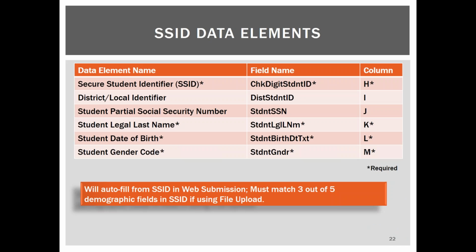Okay, SSID data elements. So these are the ones that pull from the SSID records, and we match against those. In this case, unlike IUID, where everything has to match, in SSID, 3 out of the 5 demographic fields need to match. Otherwise, you're going to get an error. So if you're submitting a record for a student and their last name is hyphenated, but in the SSID system it's not hyphenated, if that's the only thing that's different, you're probably not going to get an error. But we do recommend that you complete the district local identifier and the student partial social security number, even though those are optional, to avoid getting that mismatch error, just in case there is something that is different, like that hyphenated name.